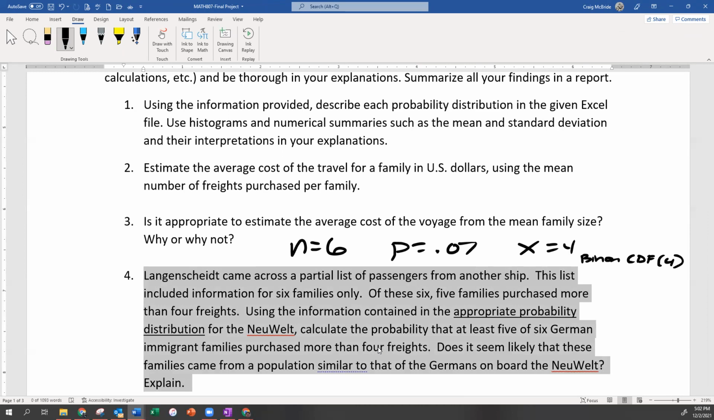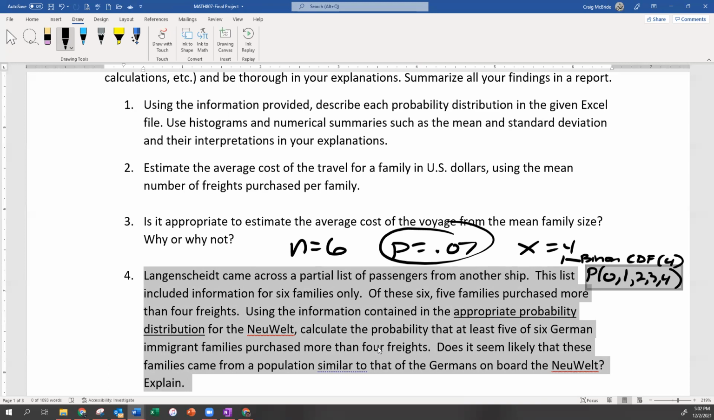And that basically gives us the probability of 0, 1, 2, 3, or 4 families having a success, i.e. purchasing more than 4 freights. And then we would do 1 minus that to get the other part, to get the 5 and 6. And that's how you would calculate this one.